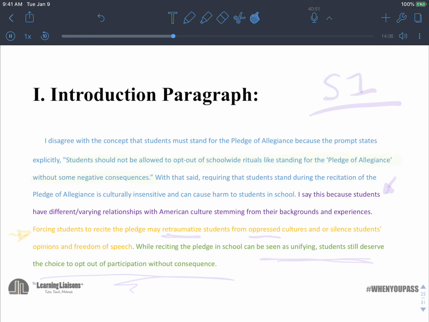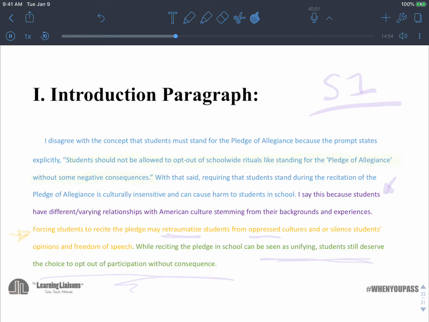All right. Now we're moving on to our introduction paragraph. I'm going to just go ahead and go over this, and then we're going to see if the items in the checklist are present, where they're present, and then I'll discuss why this is a 6.